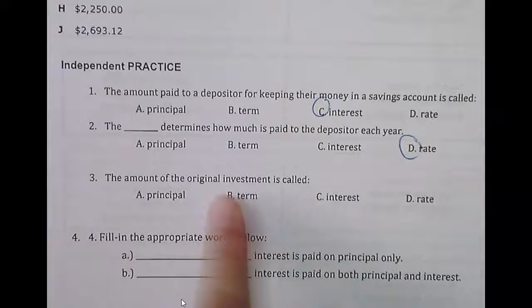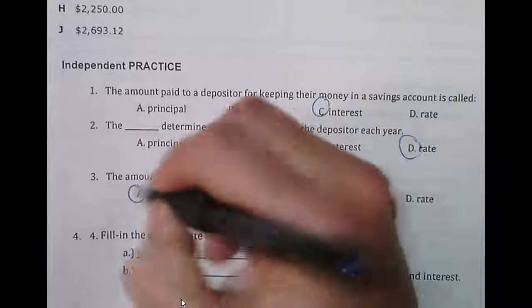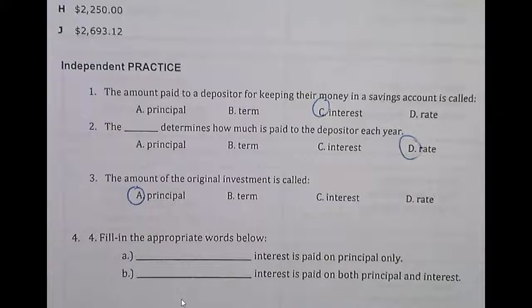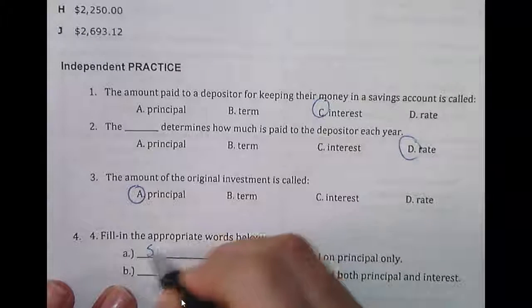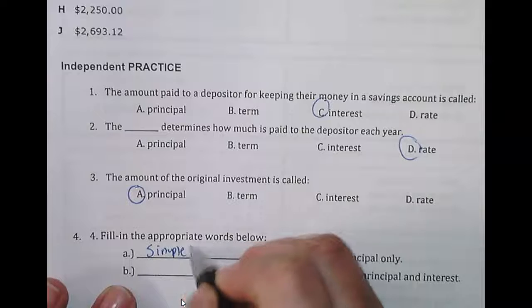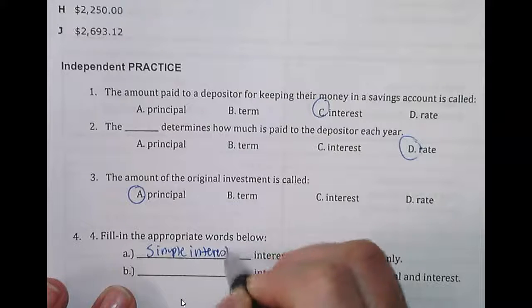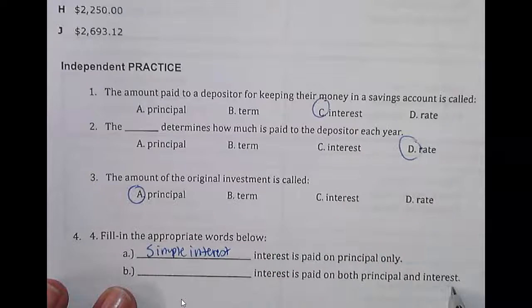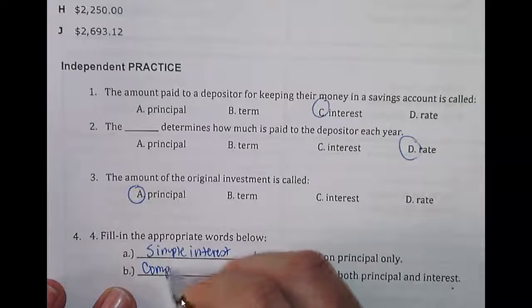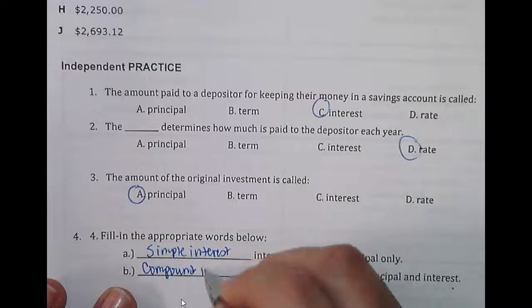The original investment is called what? What was the original money put in the bank called? Principal. If you're missing these, you need to define some words apparently. Next one. Interest is paid on principal only. If it's principal only, it is simple interest. What about interest and principal? Wouldn't that be a compound event? Compound interest.